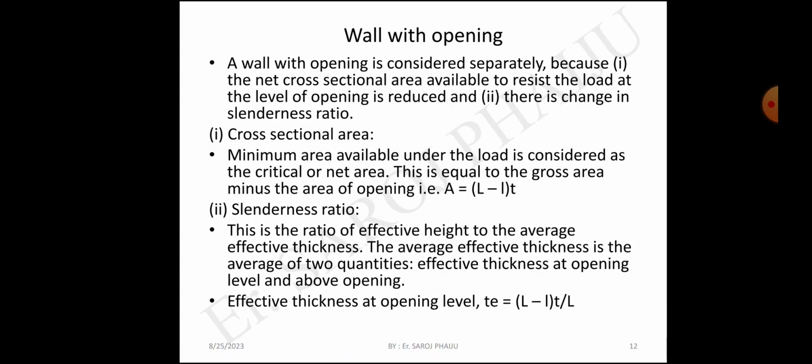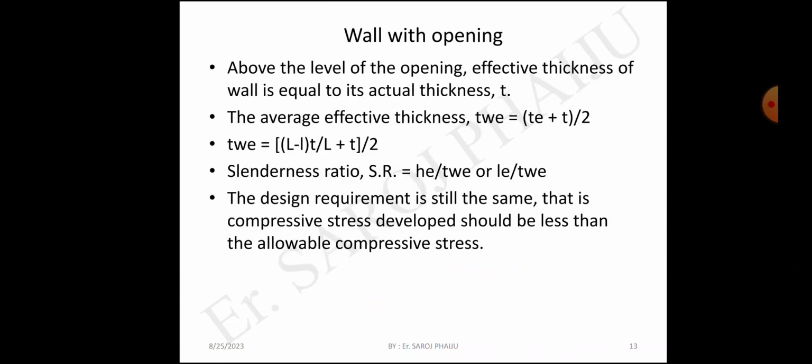Slenderness ratio. This is the ratio of effective height to the average effective thickness. The average effective thickness is the average of two quantities: effective thickness at opening level and above opening. Effective thickness at opening level T भनेको L minus l into T divided by L. Above the level of the opening, effective thickness of wall is equal to its actual thickness T. The average effective thickness TWE भनेको T plus T divided by 2. TWE भनेको L minus l T divided by L plus T divided by 2. Slenderness ratio भनेको SR भनेको HE by TWE or LE by TWE.